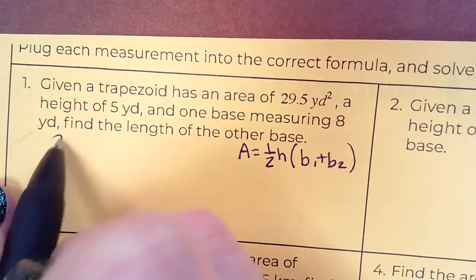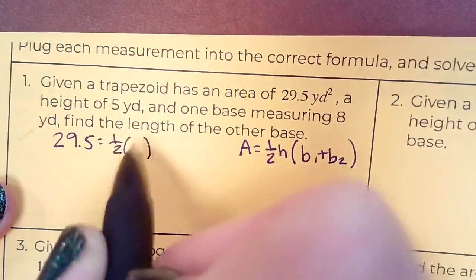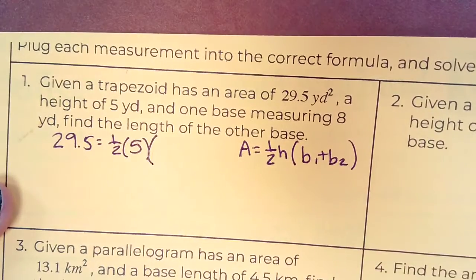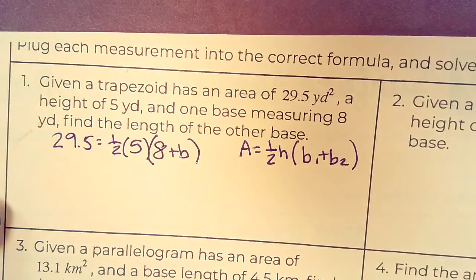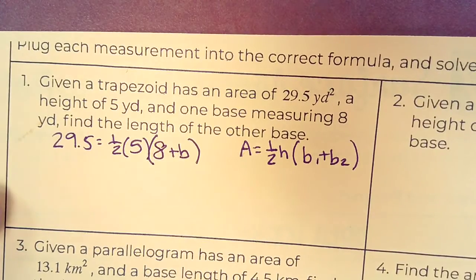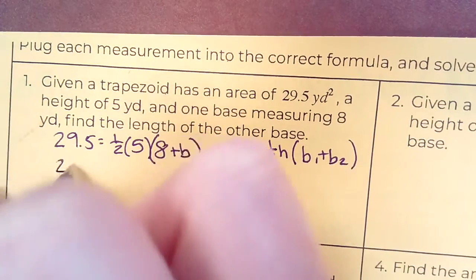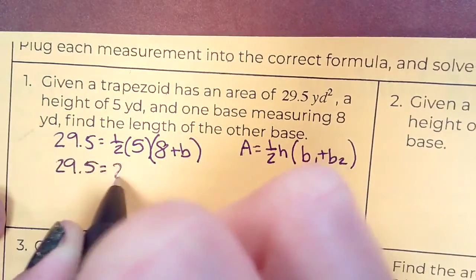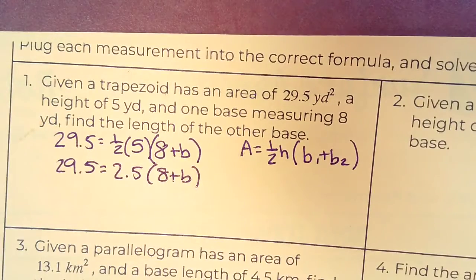I'm going to work over here for more room. 29.5 equals 1/2 times the height, which is 5, times (8 plus my other base, b). Let's combine our like terms. I'm going to go ahead and do 1/2 times 5. So 29.5 equals 2.5 times (8 plus b). Now I want to get b alone.